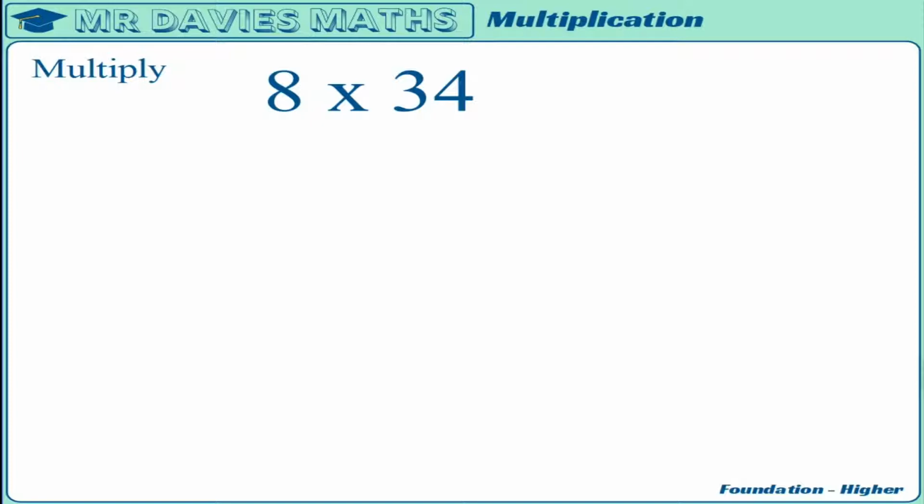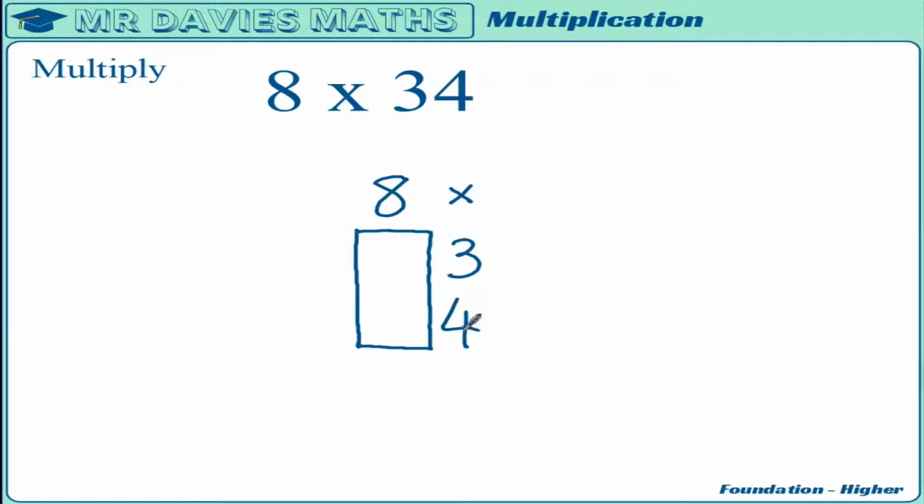Okay, next question. So this time I've got a 1-digit number and a 2-digit number. Does that make it any trickier? No, it doesn't. I've got a 1-digit, so 8 times by 34. So I need a grid that will just cover all the numbers, so that'll be enough for the top line, and that'll be enough for the vertical line there. I've got only one number there, so I don't need to split it in any way.